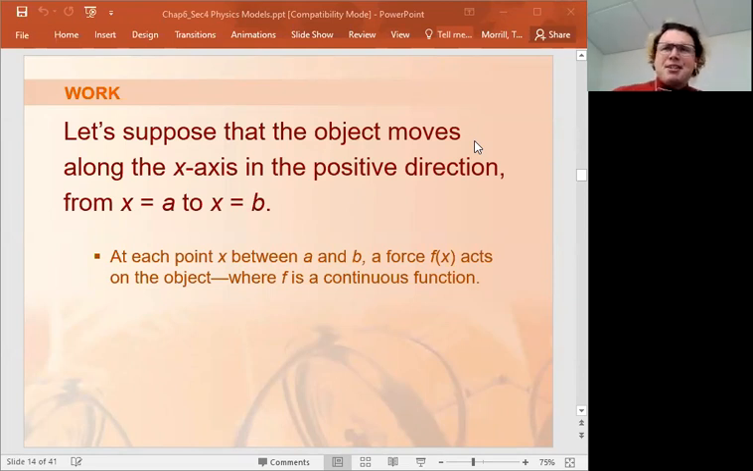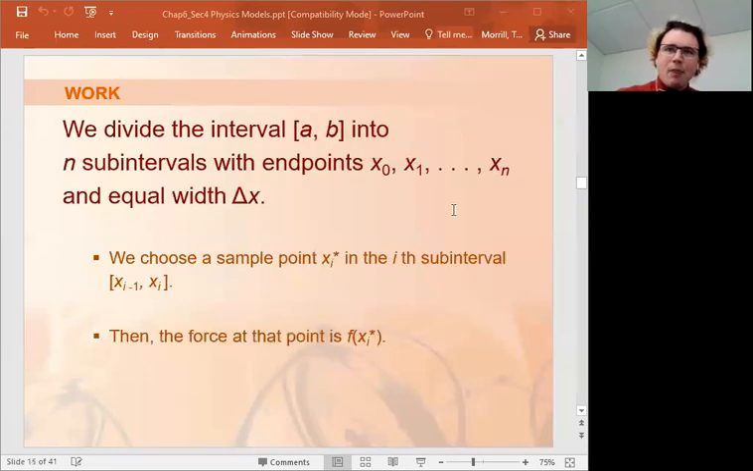And it makes sense that this force function should be continuous. Probably doesn't have jumps or infinite discontinuities and holes in it. Probably not, at least not for Newtonian physics. Okie dokie. So what we're gonna do is we're gonna try to estimate the amount of force for subintervals of the interval from A to B.